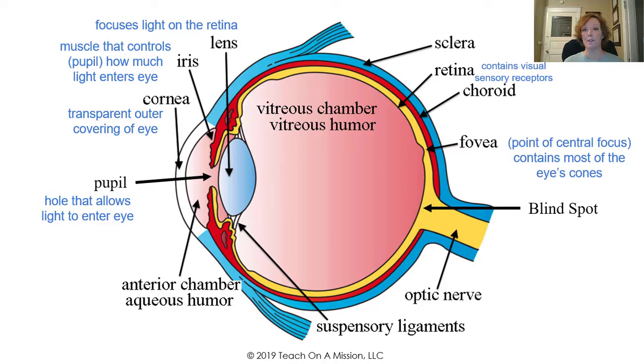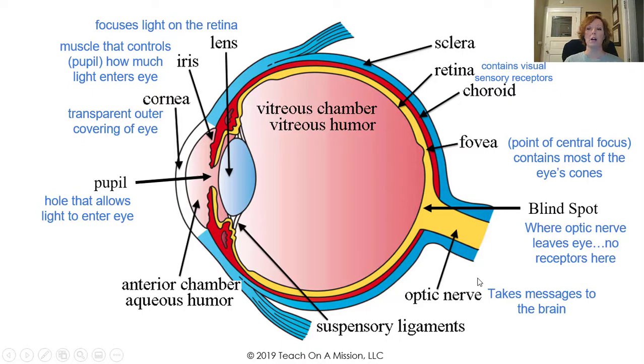So going to the back of the eye now, you have the retina, and this is your photoreceptor area. This is what contains the visual sensory receptors, rods and cones, and we're going to get to that in just a moment. It also contains the fovea. This is the point of central focus. It contains the majority of the eye's cones, and this is where the sharpest image is going to be.